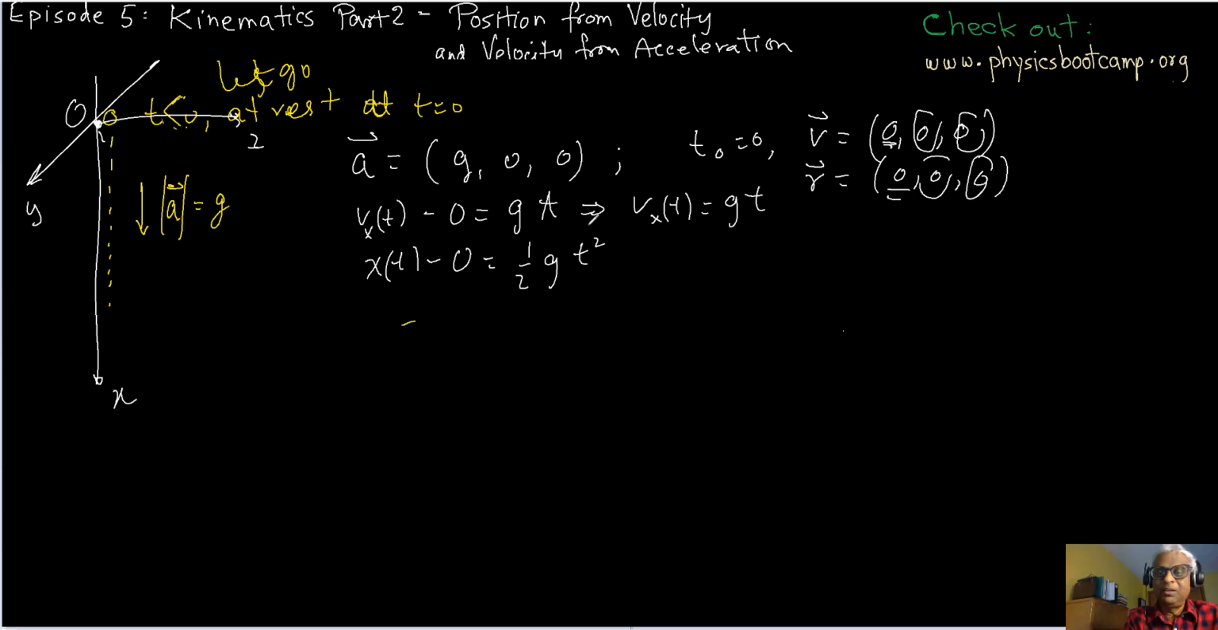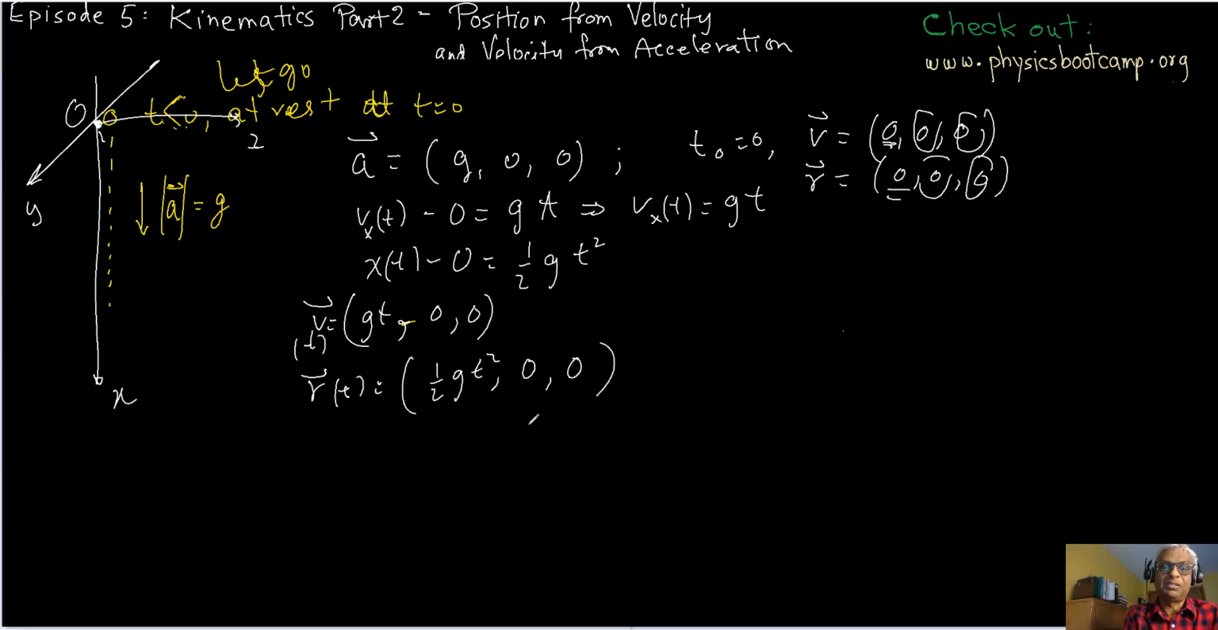So this is really very simple. The velocity at any time t is just (gt, 0, 0), and r at any time t will be just half gt squared for the x component, and the y and z components don't change. So this is for a freely falling object, and I just did my integration. I just got the answer.